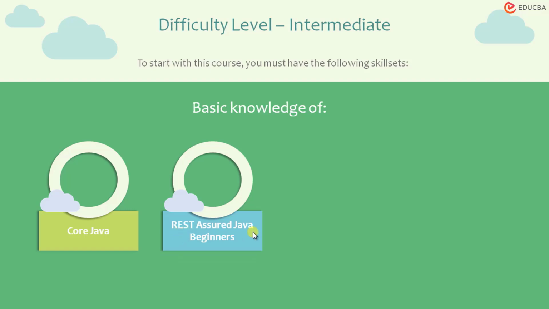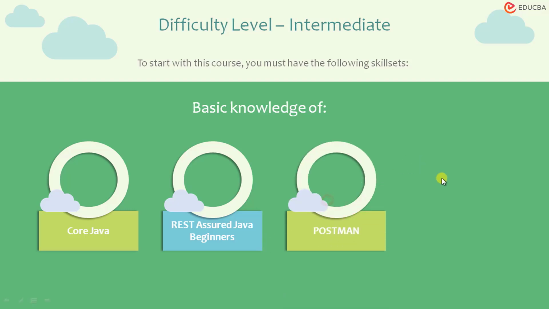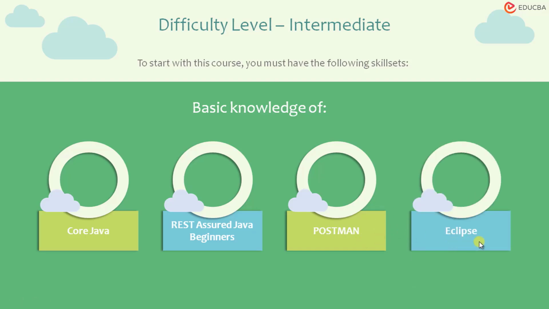Then REST assured Java beginners. So you should have the beginner's knowledge also for REST assured Java in order to work with the intermediate level easily. Then knowledge of Postman. Since passing different requests can be done easily on Postman, we need to remember different types of requests which will be passed through Postman. And Eclipse, because we are going to write the REST assured Java code in Eclipse, so we should also have the knowledge of Eclipse with us, right?